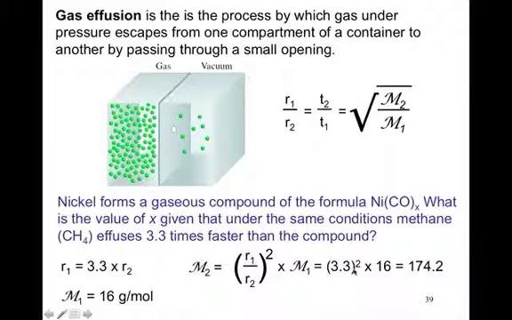And so we get 3.3 squared times 16 equals 174.2. And then we look at what it would take to add up to 174.2 given the molecular mass of what we already know, and it's about 4. So kind of a tough problem, not one that we're going to deal with a whole lot.